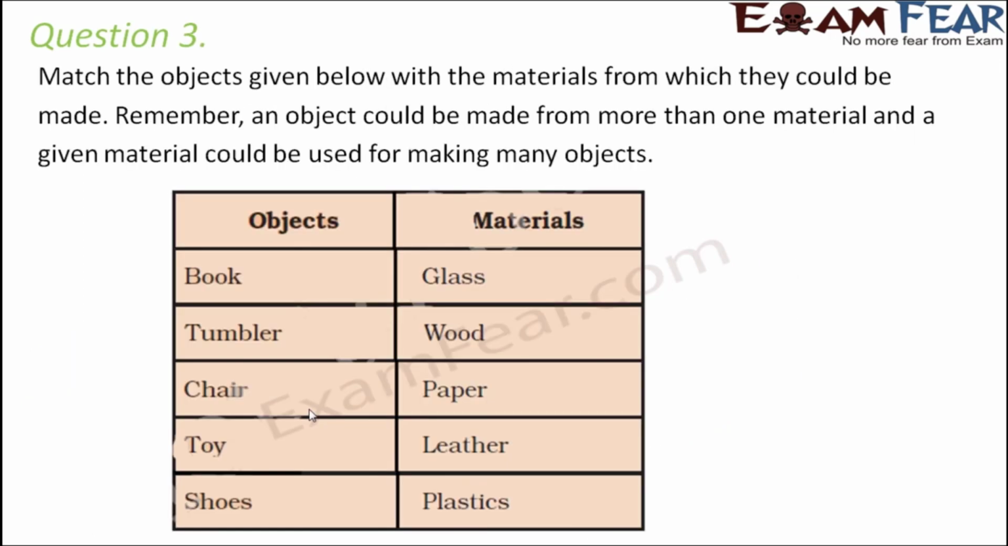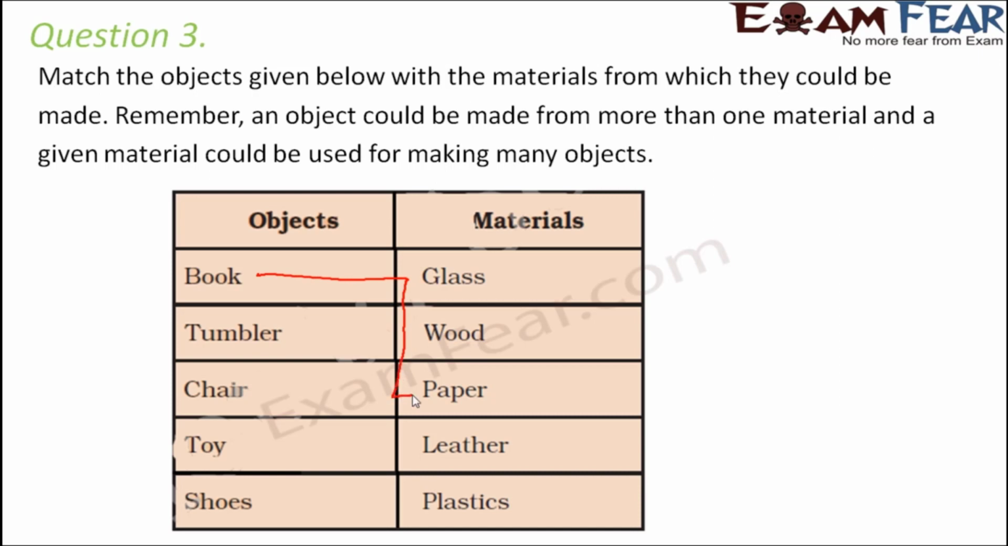Question number 3. Match the objects given below with the materials from which they could be made. Remember, an object could be made from more than one material, and a given material could be used for making many more objects. So a book can be made up of paper, yeah.